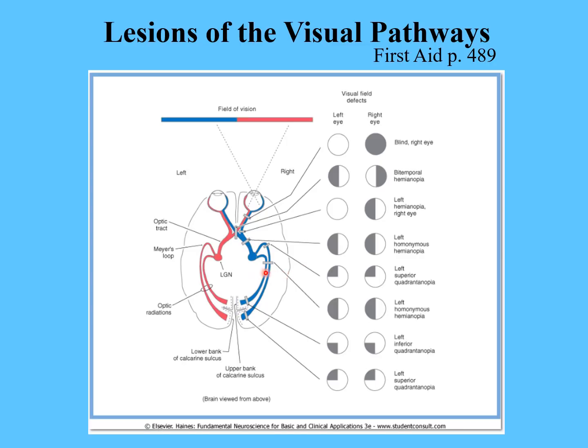The optic radiations are spread out a little bit more, so it's less common that at this location you would hit all of the fibers, but if you do, you would have a left homonymous hemianopsia.